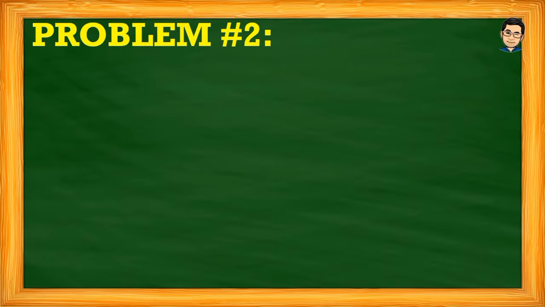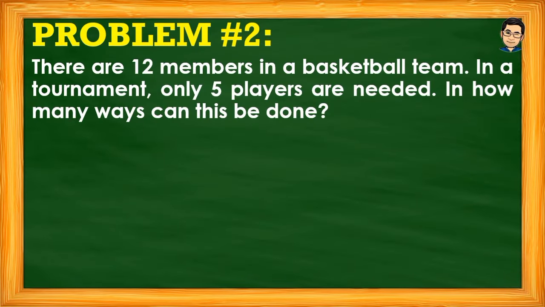Next example, number 2. There are 12 members in a basketball team. In a tournament, only 5 players are needed. In how many ways can this be done? Okay. So dito, meron pong 12 members yung basketball team.